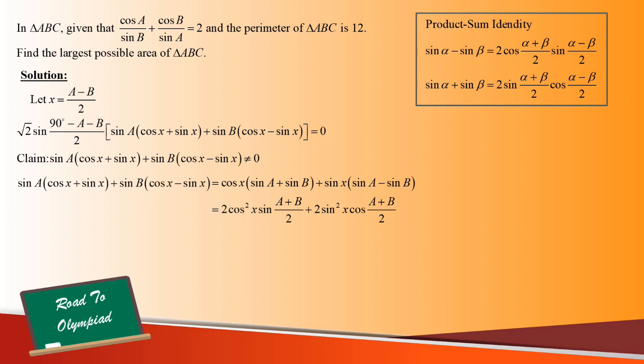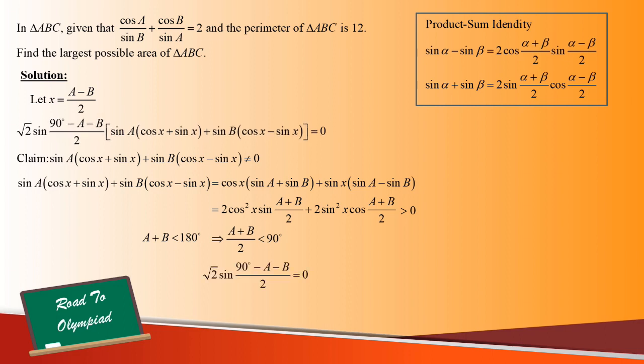Now, notice that A and B are both angles in triangle ABC, and thus A plus B must be less than 180 degrees. This is to say that (A plus B) over 2 must be an acute angle. And from the expression above, a perfect square multiplied by the sine or the cosine of an acute angle must give us a positive number, and thus their sum must give us a positive number as well. Therefore, our claim is valid.